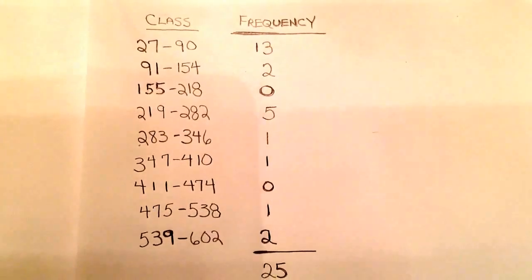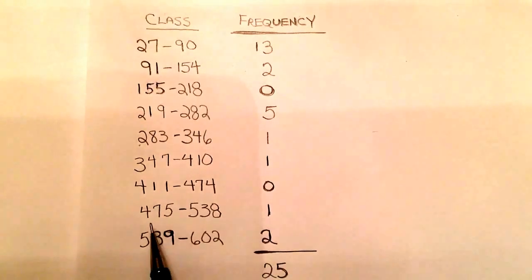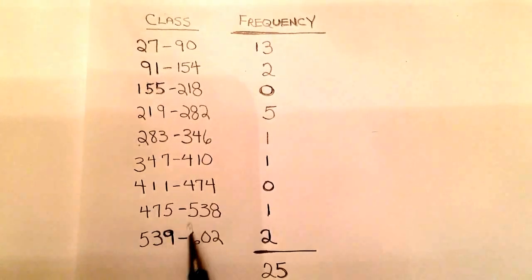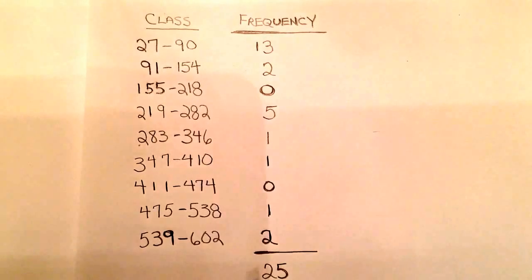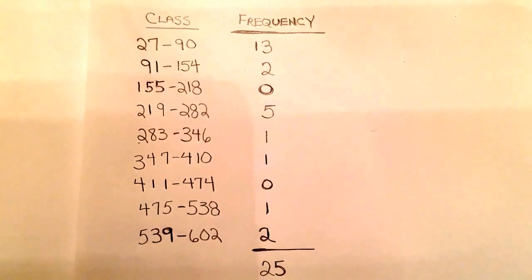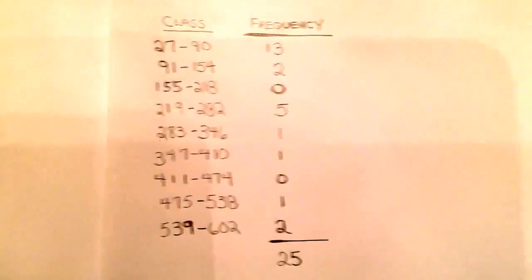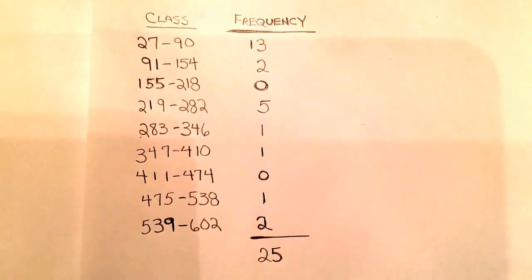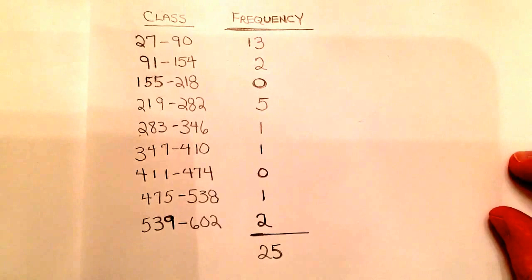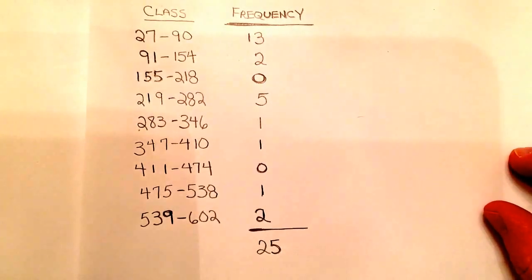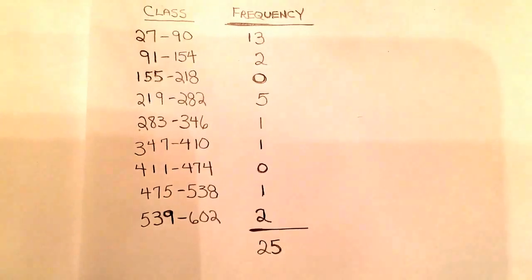And rounding out the rest of the data, we have one data item between 475 and 538 inclusive, and then we have 2 between 539 and 602. In terms of the overall sum, the sum of the frequencies should be equal to the total number of data items, and so the sum of the frequencies ends up at 25.